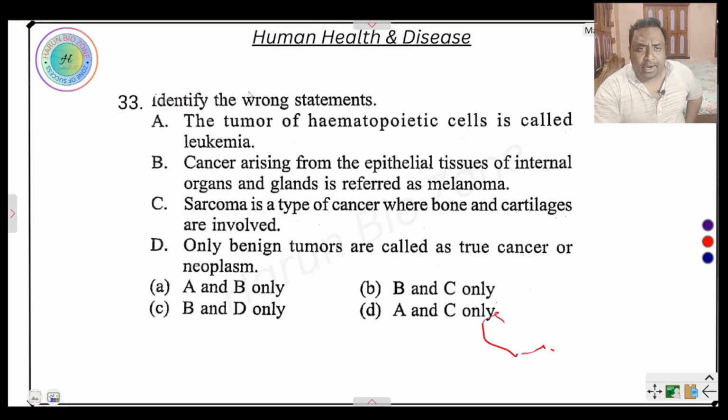So here, identify the wrong statement. The tumor of hematopoietic cells is called leukemia. Hematopoietic means blood producing cell. Leukemia means cancer in leukocytes. The leukocytes are also produced from the yellow bone marrow cell, which is called hematopoietic cell. This is correct.